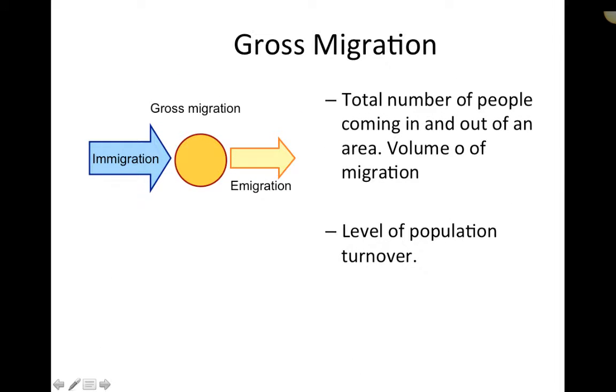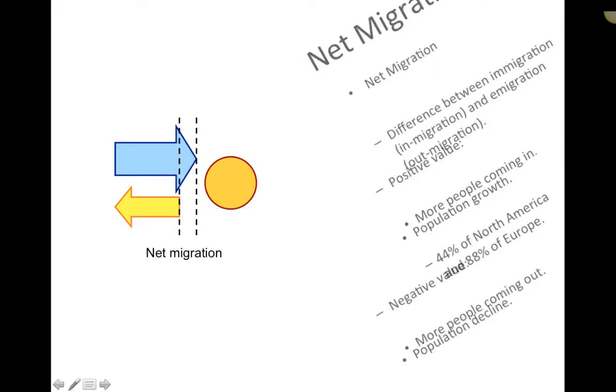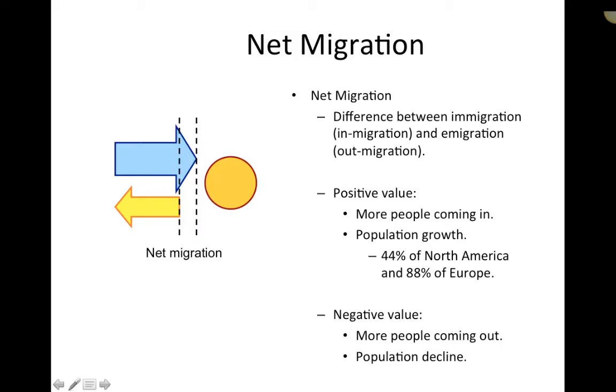This next slide is just to show you how to calculate migration. We look at gross and net. Gross migration is the total number of people coming in and out of an area. So it's volume, another way of calling it the level of population turnover. People coming in and also leaving, that total number, is gross migration. Net migration is the difference between people coming in and leaving. If it's positive, more people are coming in, and we call that population growth. If it's negative, it means more people are going out.